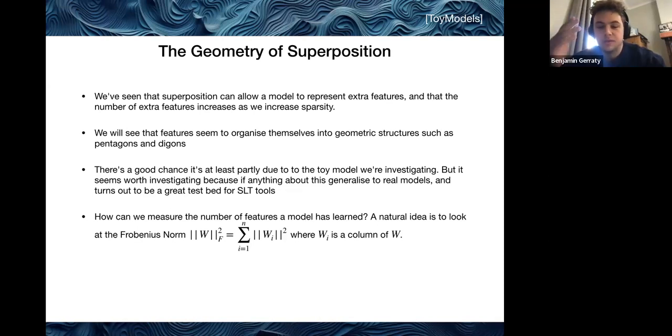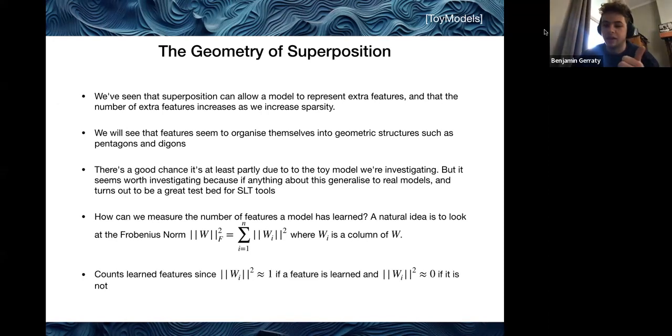Okay, so how could we count how many features a model has learned? A natural idea is to look at the Frobenius norm, because this is a sum of the columns. And remember, we're associating each column w_i with a feature. So the Frobenius norm squared is what we're going to look at here. Again, a feature will be learned if the norm squared is close to 1, and a feature will not be learned if it is close to 0.